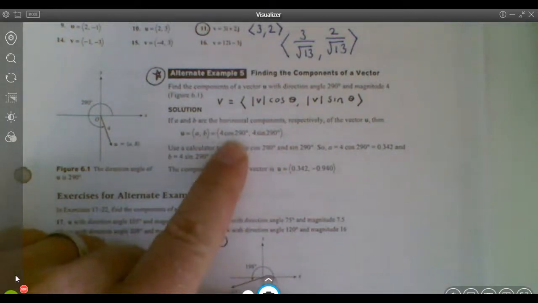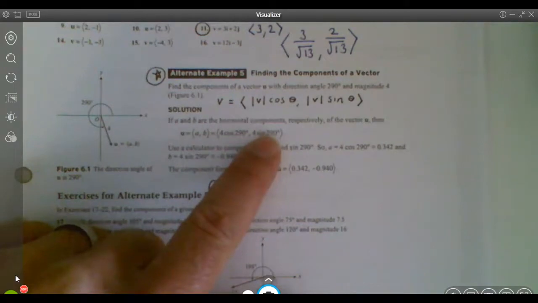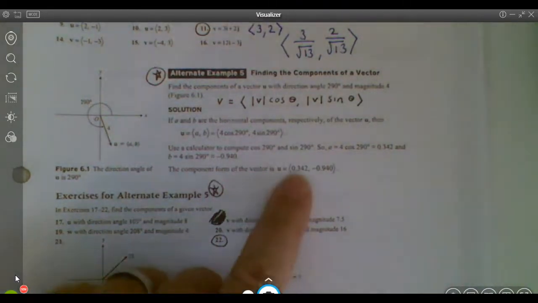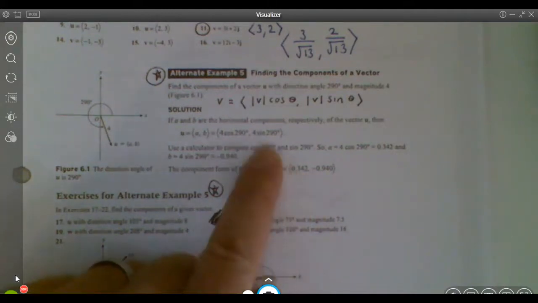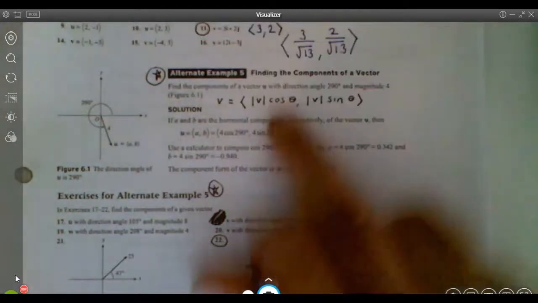So I need to know what is the cosine of 290 and multiply it by 4. That will give me the horizontal component. If I did the sine of 290 times 4, that gives me the vertical component. Of course, 290 is not a value that's on our unit circle. So this one just became a calculator problem. So if you went into your calculator, and of course we'd be in degrees, and you type in 4 times cosine of 290 degrees, that will give you your x component. And if you did 4 sine 290, that's going to give you this guy, which is your vertical component. And that's all they were looking for. So really just a formula.